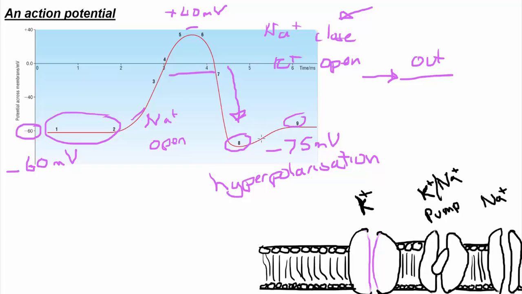At point 9 here, between point 8 and 9, we see it has returned to its resting potential of negative 60 millivolts as the potassium-sodium pump kicks back in. So 3 sodium are again pumped out for every 2 potassium that are pumped back in, and then that is ready for the next action potential.